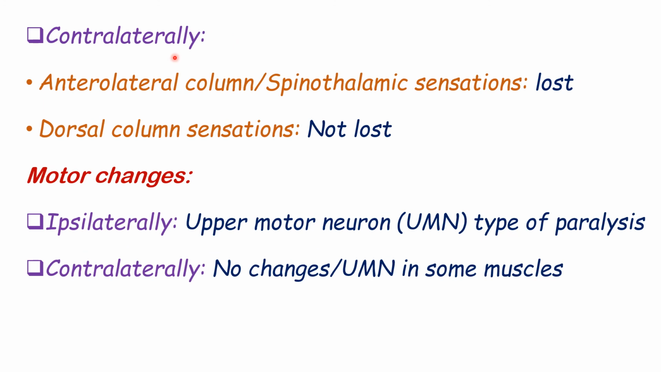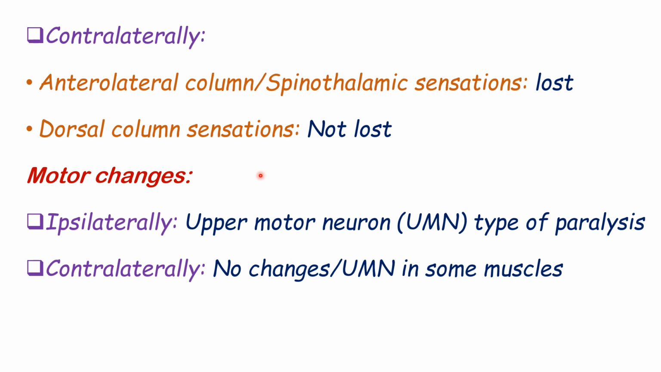I told you that there is dissociated anesthesia or dissociated hemianesthesia. Here on the opposite side, suppose on the right side there is hemisection. So let us talk about the left side. What will happen? The anterolateral or spinothalamic sensations will be lost. They will be lost because they cross to the right side, and on the right side there is injury. The fibers are not going up, so they are lost. But the dorsal column sensations are not lost because there is no injury. They don't cross, they pass on the same side.